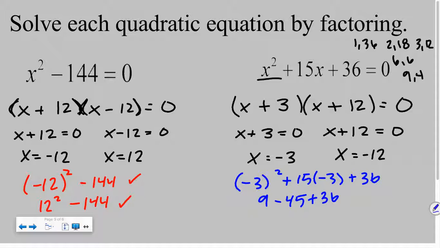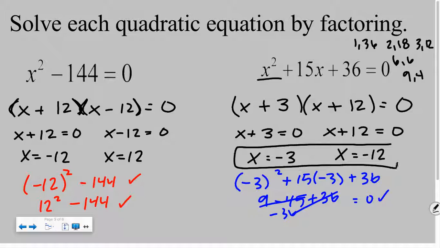9 minus 45, negative 36 plus 36, 0. So I know negative 3 works. Negative 12 works too. We did it with the calculator last period. So there are your 2 solutions.